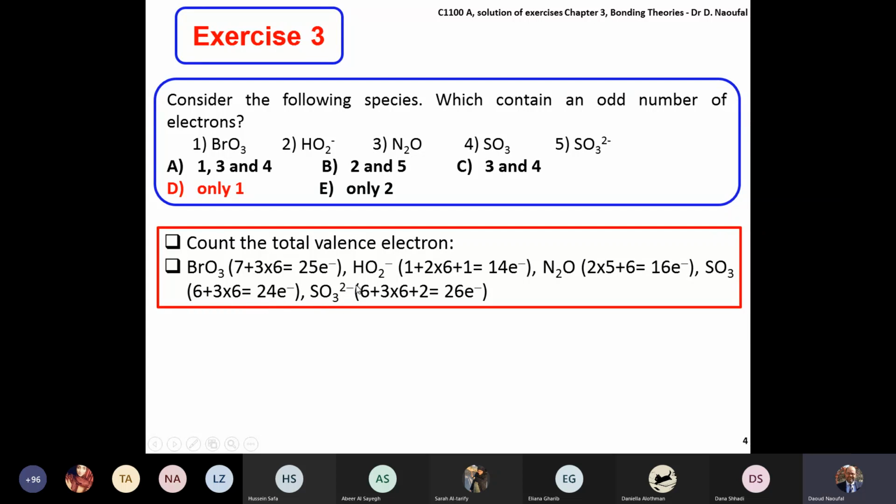In SO3 2-, it's not necessary to recount the total valence electrons. The SO3 2- is obtained from SO3 by adding 2 electrons. So if we have 24, we will have 26 in SO3 2-. So the correct answer is only the structure of BrO3. So the answer is D.